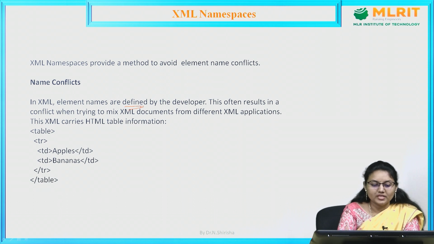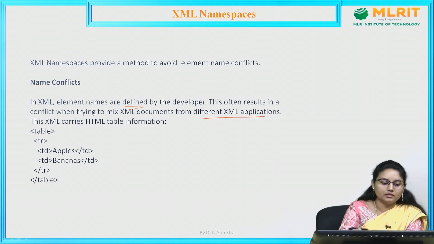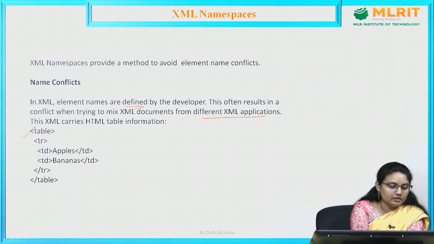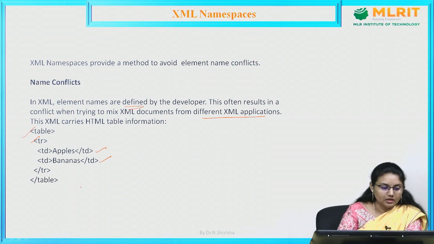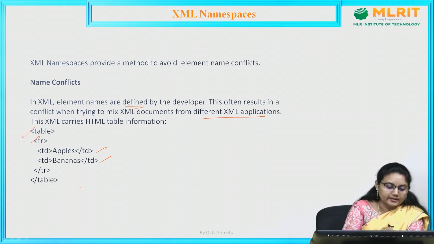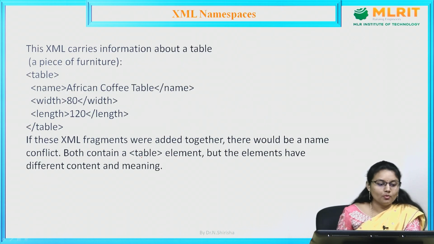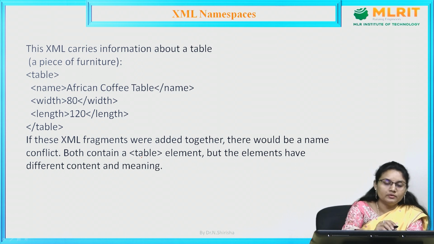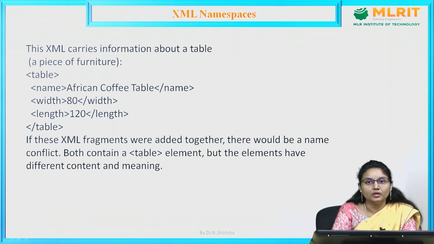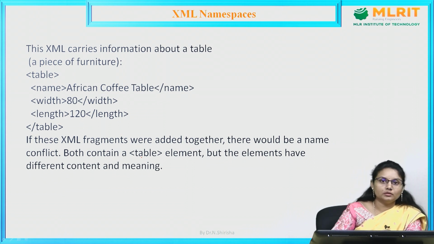This happens when you mix XML documents from different XML applications. Here I am writing table, tr and td with apples and bananas. This is actually HTML code, but if we write it in XML, it will be considered an XML tag, and your browser will give you an error, or it will not display your XML, or it will display it with an error, depending on browser compatibility.